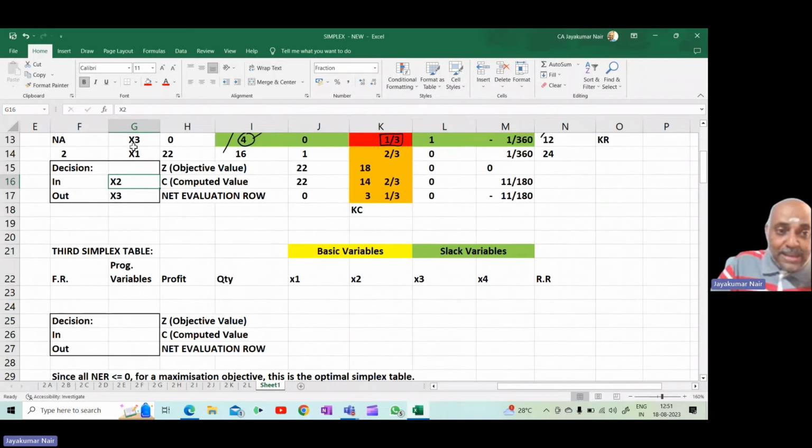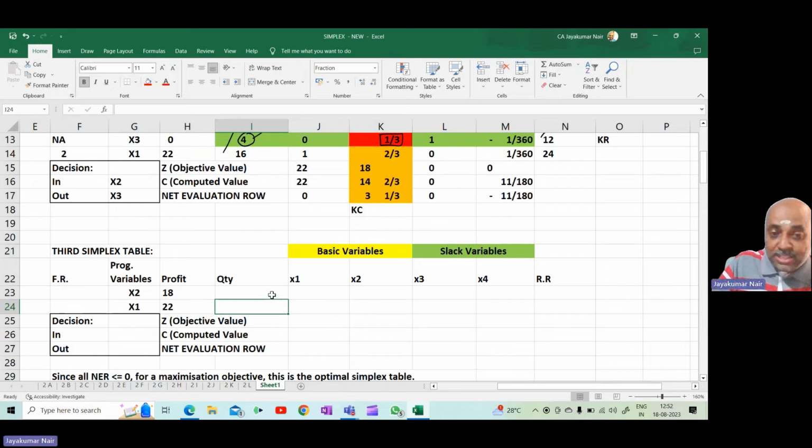When I prepare the third table, please remember we should not alter the order. The order should remain the same. So x3 should go out and in its place x2 should come in. Remember, the order is very important. You cannot write x1 and x2, because x3 is going out. So in place of x3, you have to write x2. Now again, same as what you did in the second table, you see the profit from the objective function. X2 profit is 18, x1 profit is 22.